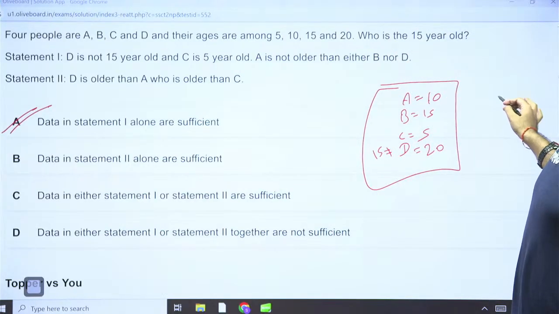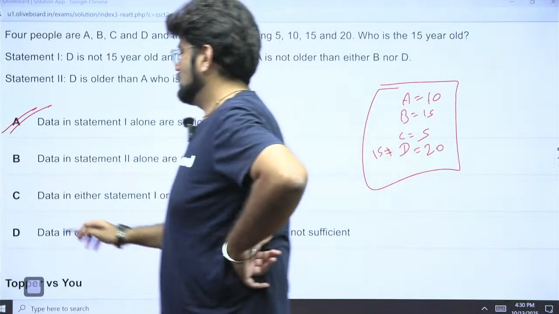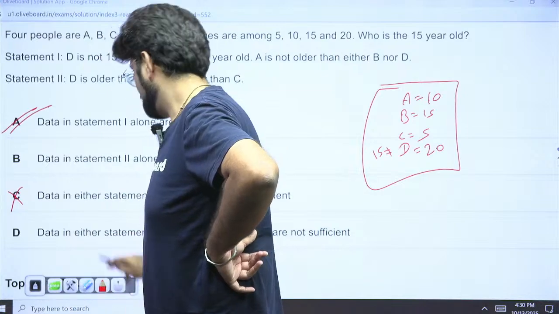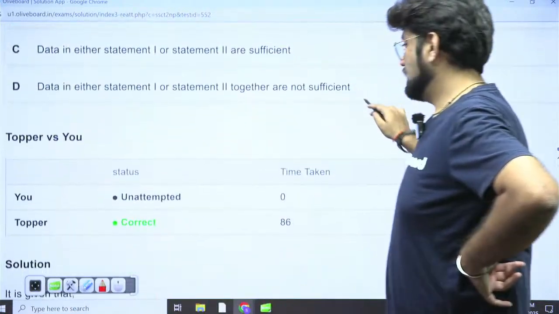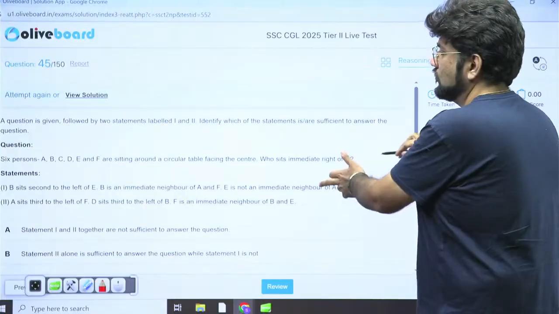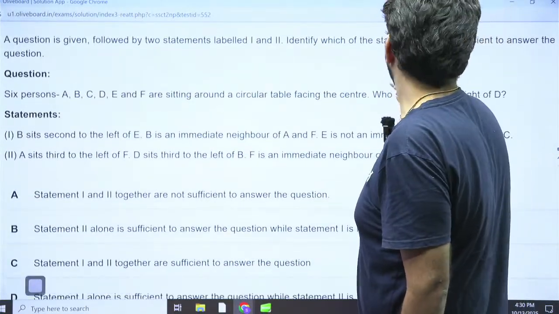So D is older than A. Who is older than C? This is superfluous, not required. So only option A is the correct answer. Okay. Perfect. 86 seconds again. If you're approaching without strategy, you will end up getting incorrect answers.